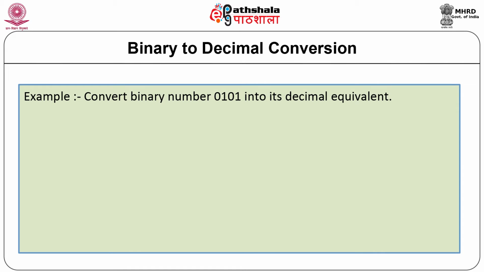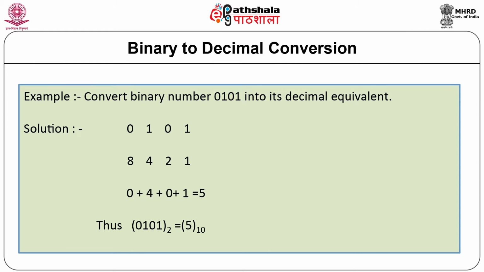Now consider binary to decimal conversion. We can use the simple sum of weights method. Let us write the binary number first and write the weights below. Each binary digit is multiplied by its positional value. Take the sum of these weights. Thus, 0101 in binary gives decimal number 5.